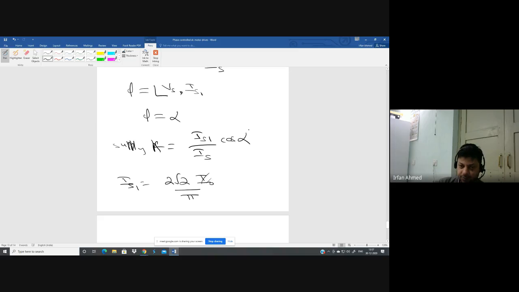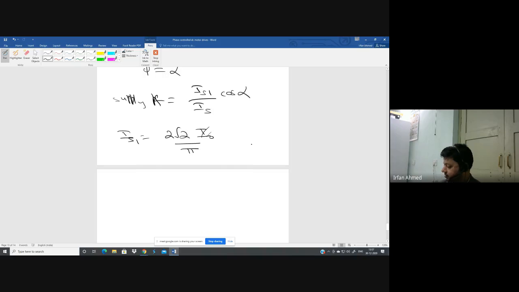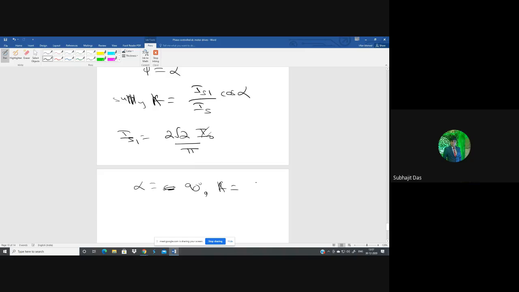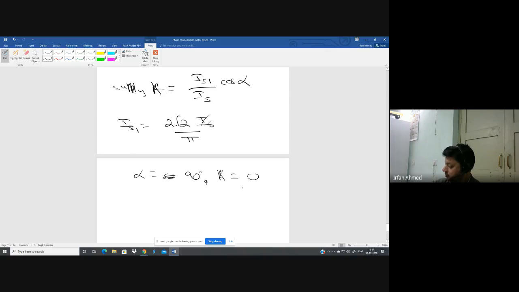So this power factor is heavily dependent on the value of alpha. If alpha is equal to 90 degrees, your power factor becomes 0. So as you go on increasing alpha from 0 to 90, your supply power factor goes on decreasing. How can you improve the power factor?